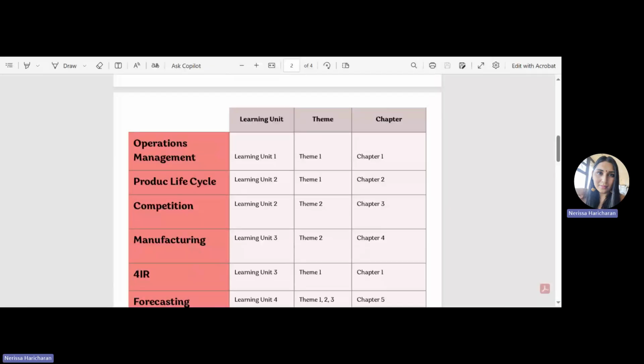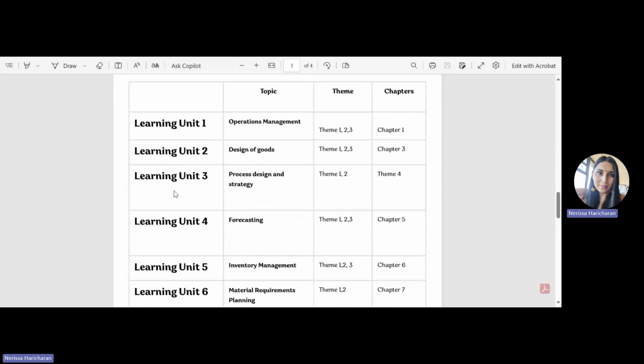I don't think today is going to be a very long session because obviously there wouldn't be much or any questions. So I'm just going to go over the pacer quickly. Let me start here. I tried to make it as simple as possible for all of you. I placed every single learning unit onto paper with the topic, the theme, as well as the chapters. Learning unit 1 features operations management.